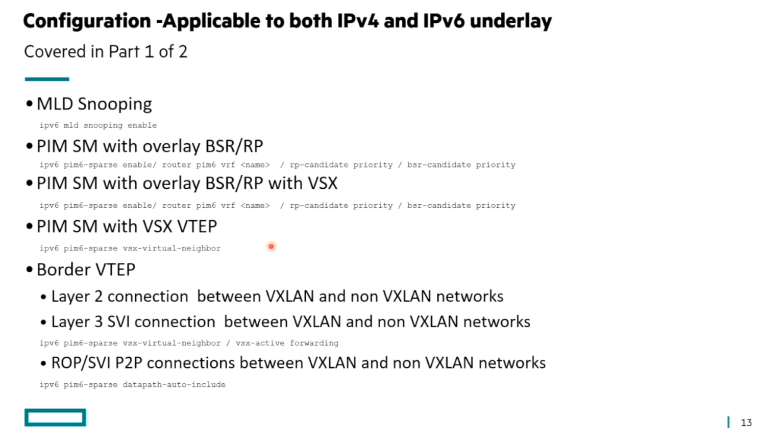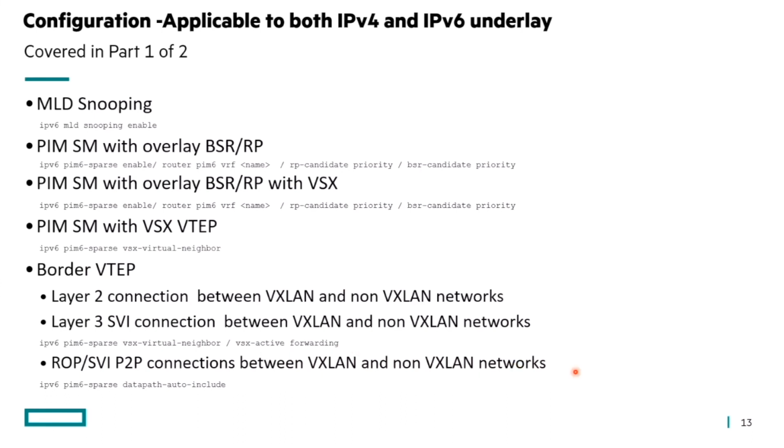And then we also covered the configuration of border VTEPs using a VSX configuration, both a layer 2 connection or an extension, as I mentioned earlier. And then we talked in part 1 of 2 also when we had a layer 3 SVI connection between VXLAN and non-VXLAN networks, where we introduced a bit more configuration, which was the PIM-v6 sparse VSX virtual neighbor, which was introduced earlier, but we also have to have some VSX active forwarding in that setup.